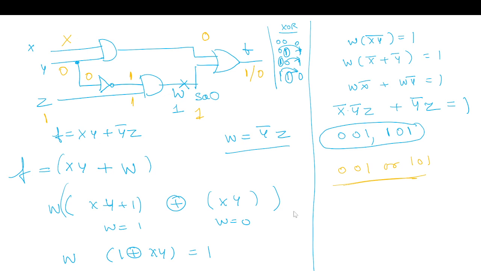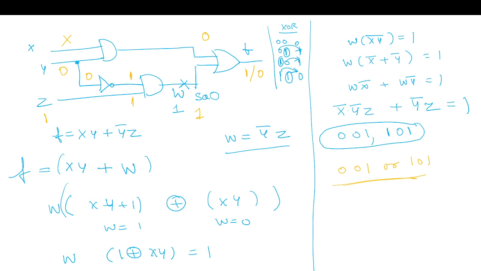Any doubts for solving using the Boolean difference based method? Ma'am, how did we take W is equal to y bar z? Here, this is the W. So the W value is, here we will get y bar, here it is z. So W is y bar z.